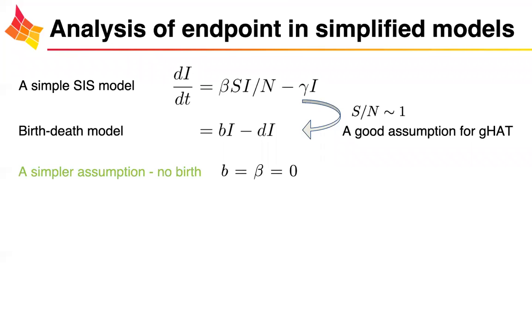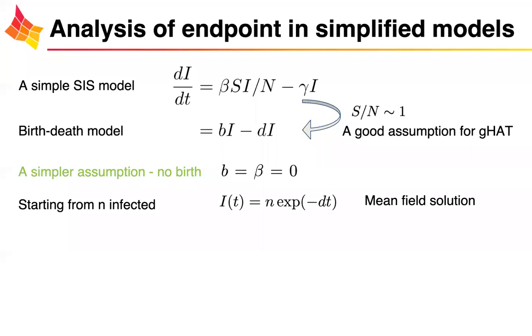Just for a second, we can focus on a simpler case when there is no birth, and starting with n infected people, we have a mean field solution where the number of infected people is decreasing exponentially with time with such an equation.